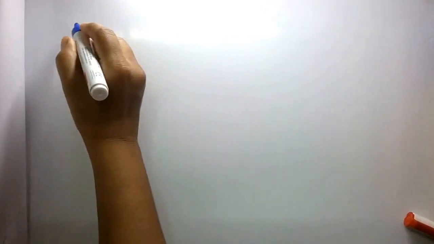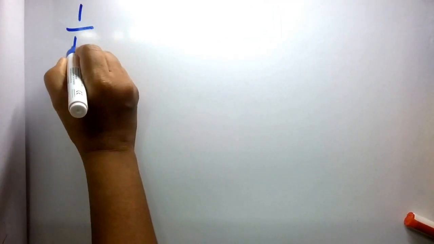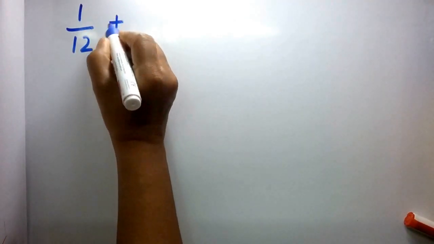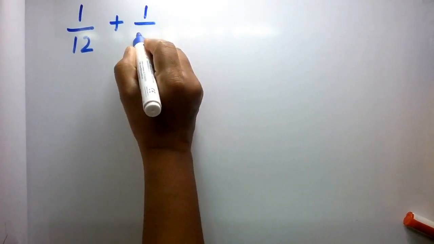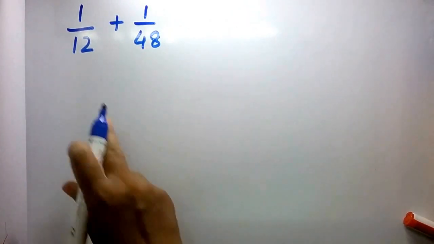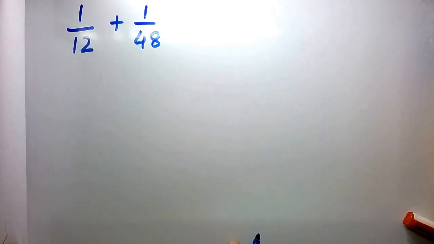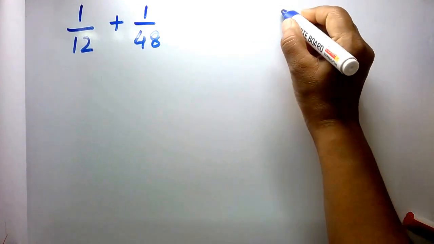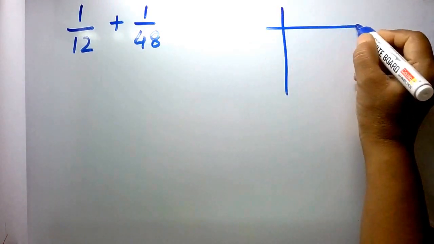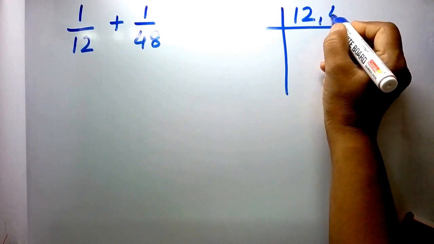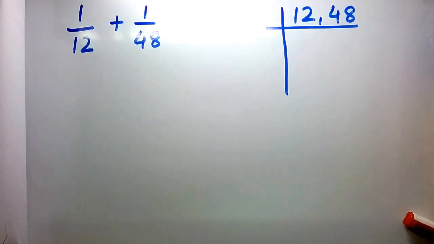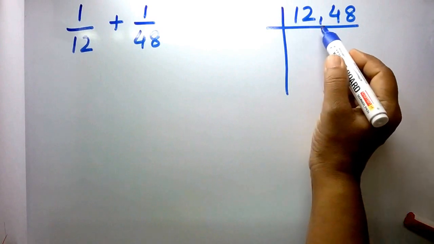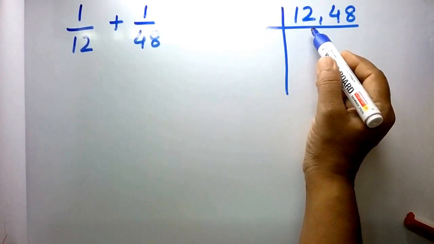Addition of rational numbers when you have different denominators. Let's consider 1 upon 12 and 1 upon 48. Your first step will always be, when your denominators are different, to find the LCM. Here it is 12 and 48. Both of them go by the 2 table. Try to find the LCM with prime numbers only.